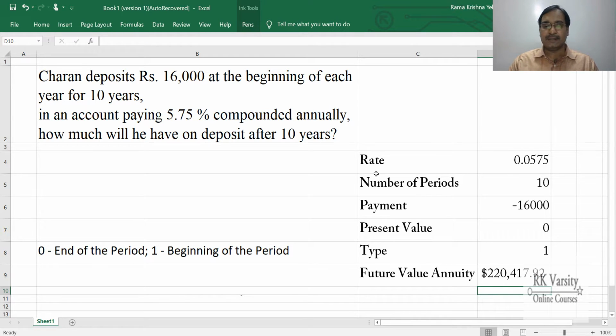2,20,417. That means if Charan deposits 16,000 every year in the beginning of the time period for 10 years and the bank pays an interest rate of 5.75%, then at the end of the 10th year, Charan will have 220,417 rupees with him. This is the way you need to calculate future value annuity due in Microsoft Excel. Thank you.